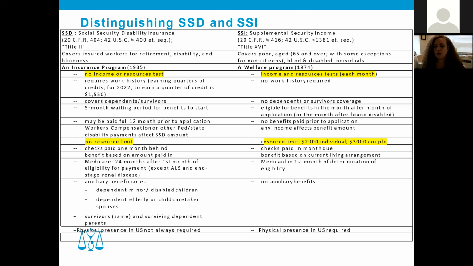However, if you are out of the country for a long period of time, for more than a month or two, your SSI benefits may get cut off. So that's something to keep in mind as well.